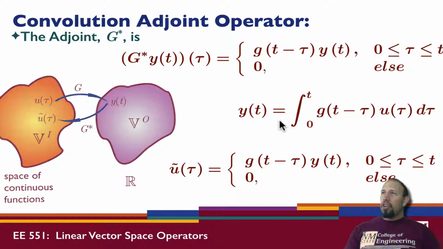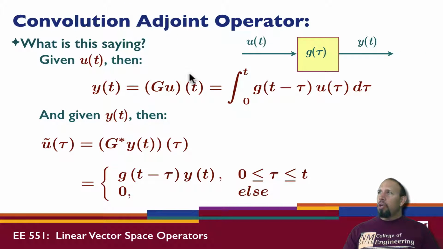All right. So what's actually going on here? So I have this function u that's going into my system, a system that has impulse response g. The output then is this convolution. Okay, so that's what we have for our system function. And so given y then, which is just a number at any given time t, u of tau, u tilde, is given by the adjoint of that, which again is this function.